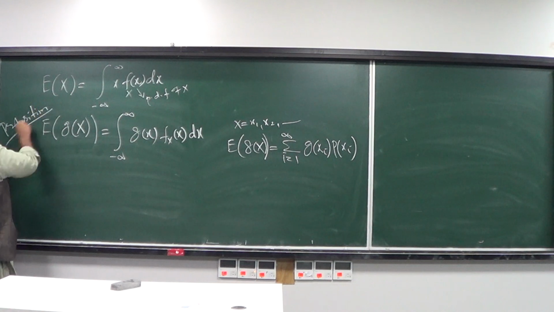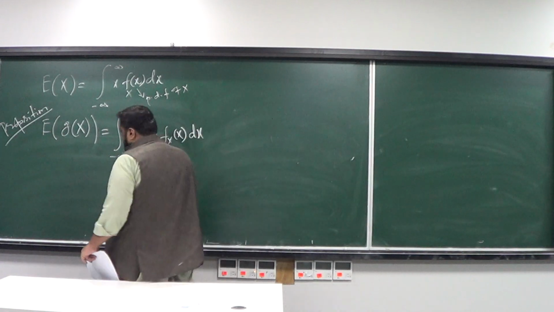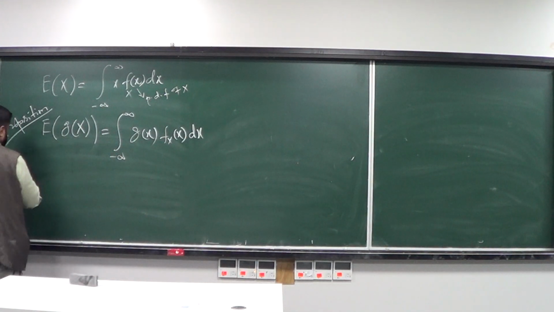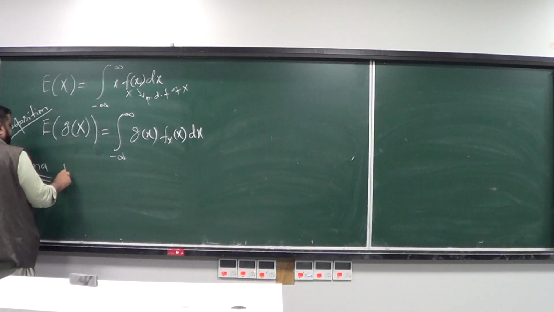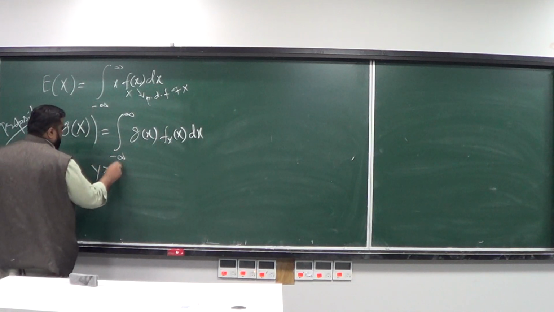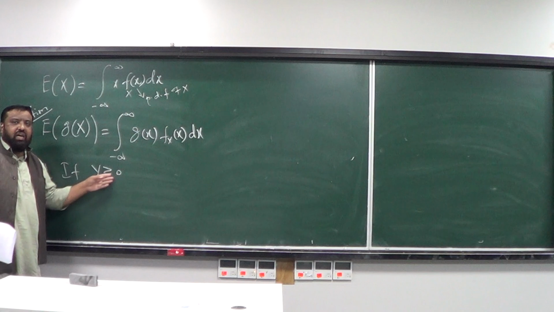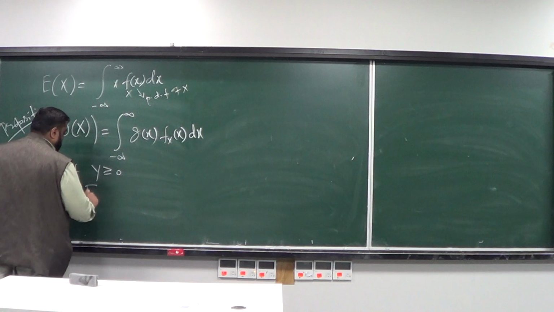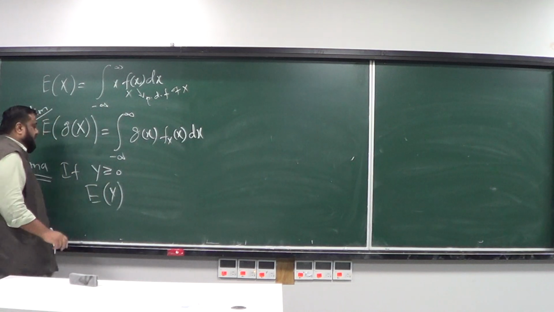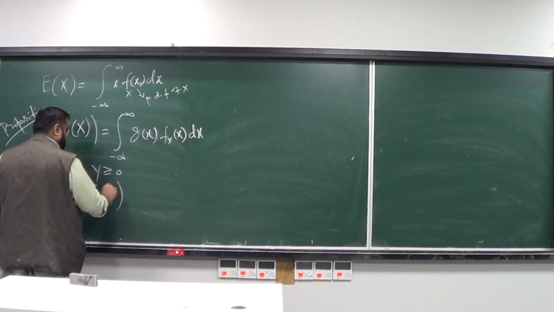But before proving this proposition, I would like to prove a lemma first, and then I'll get to the proof of the proposition. Here's a simple, interesting lemma. It says that if Y is a non-negative random variable, that is, all of whose values are bigger than or equal to 0, then the expectation of Y can also be computed.